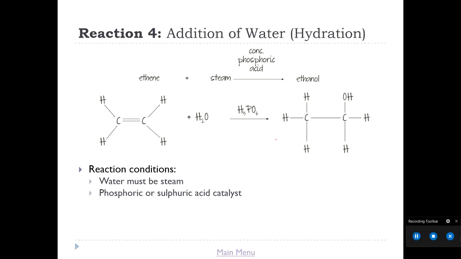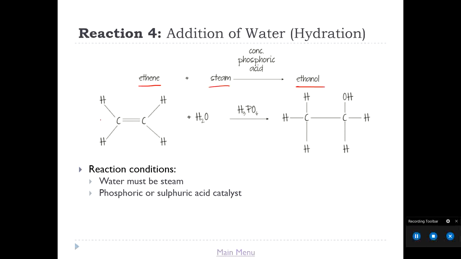The fourth reaction is the addition of water. And this is the process of making an alkene into an alcohol. So we take our alkene, ethene, we add steam. So the water does have to be heated steam. It can't just be liquid water. It will not react. It needs to be hot. And we take concentrated sulfuric acid or phosphoric acid, which acts as a catalyst, to produce ethanol, so an alcohol.